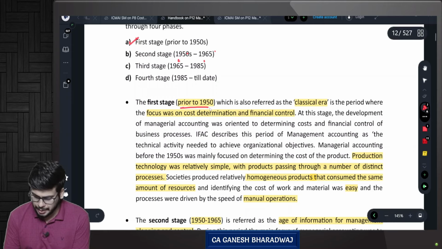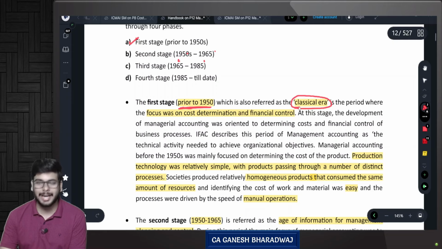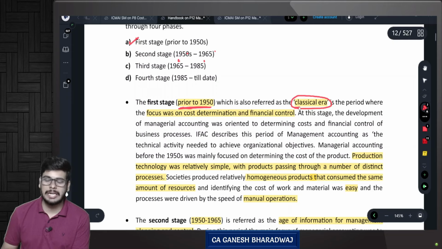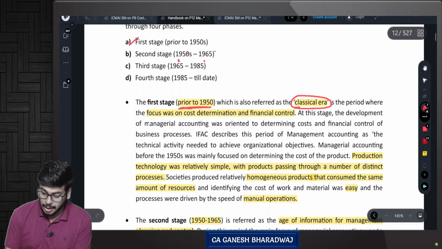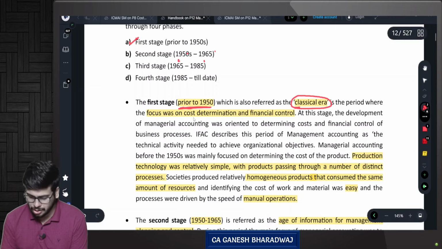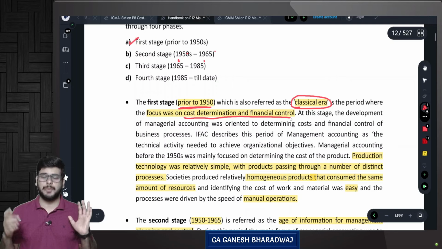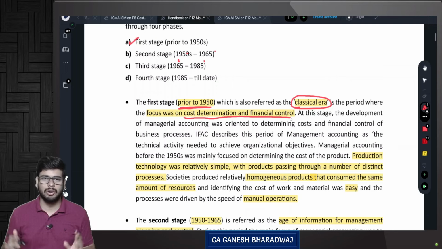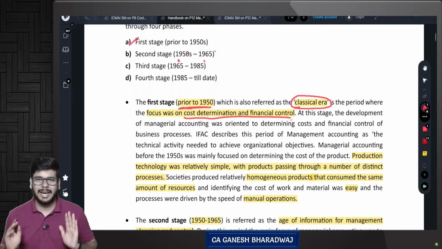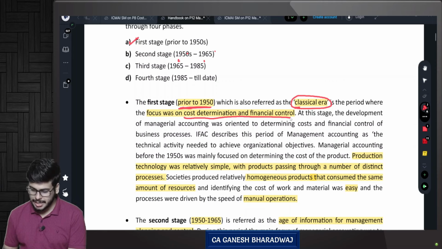First stage, prior to the 1950s, was called the classic era. Classic means old, vintage, traditional. Now, the focus was on cost determination and financial control. They didn't even think about management. The word management didn't come in anywhere. Find out, calculate the total cost and exercise some decent amount of control. That was the objective before the 1950s.